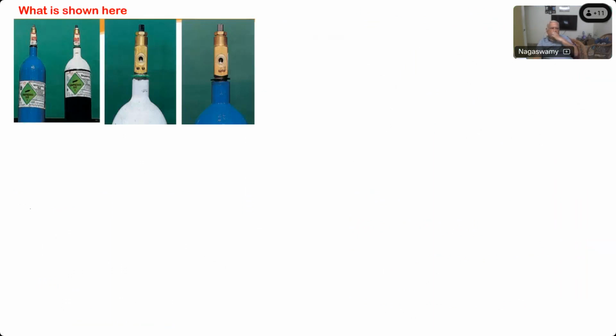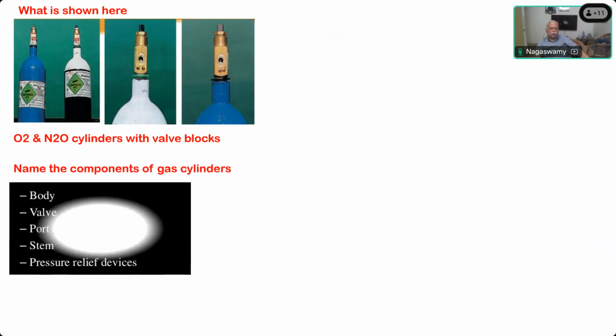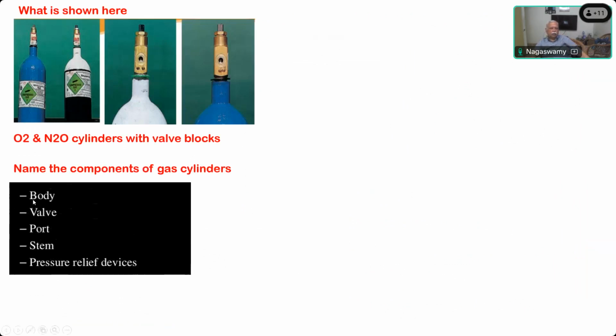What is shown here? Again, the same thing you have seen, oxygen and nitrous oxide cylinders with valve blocks. This whole thing is called the valve block. And what are the components of a gas cylinder? That is, portable gas cylinders which you fix. Sometimes they ask you about the components. The main part at the lower end, this whole thing, is called the body. This is the shoulder. This is the neck or the port, where the stem and everything is fixed.